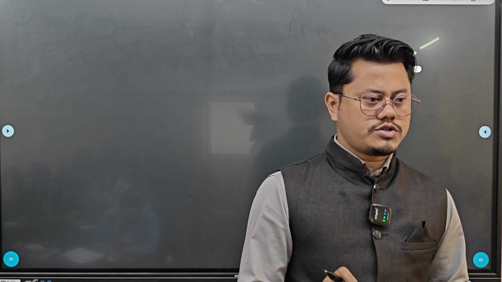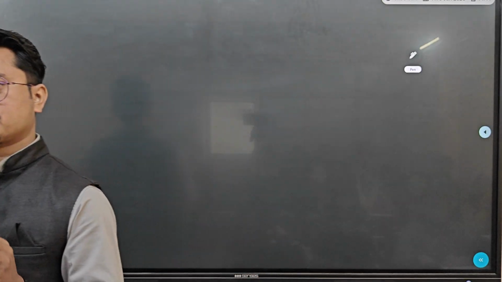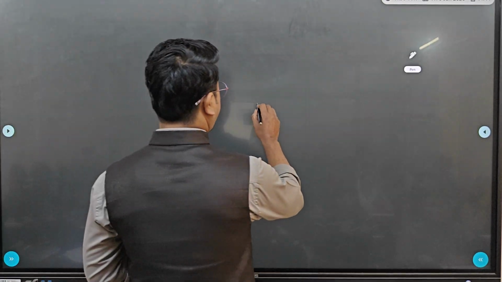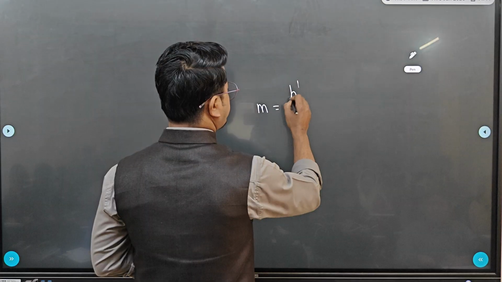Got it? In simple terms. Only you need to understand the concept. At the end of the day, how many questions you are able to solve, that matters. No one is going to ask you the definition of magnification. So in simple terms, it is just the ratio between the size of image and size of object. I can write M equals h prime by h.